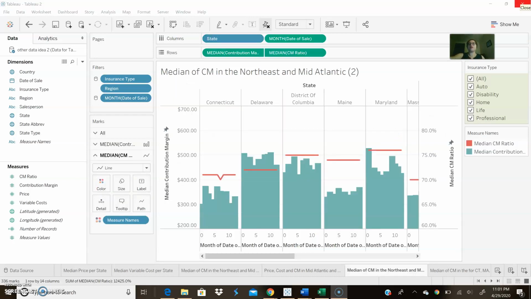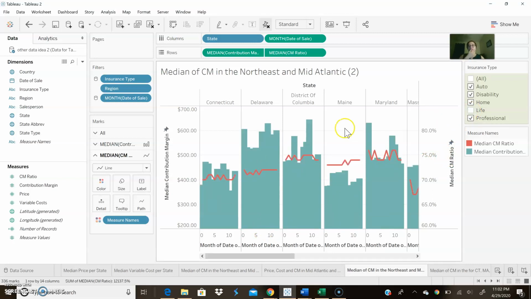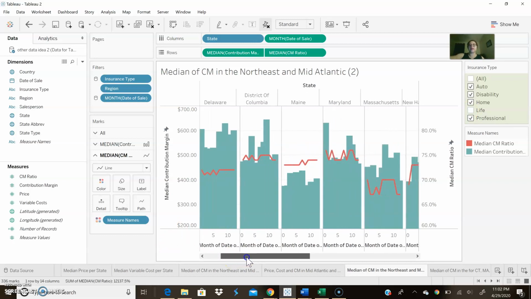Okay, so I would like to see this effect, but on a bar and a line graph. The bars over here represent the contribution margin and the lines represent the contribution margin ratio. So this graph presents that information for each state in those two regions. And the months at the bottom are represented by numbers. When I deselect life insurance, we have a drop in contribution margin ratio throughout the graph.